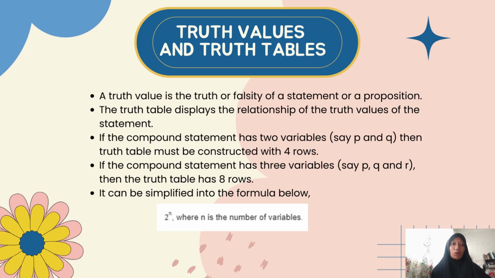A truth value is the truth or falsity of a statement or proposition. The truth table displays the relationship of the truth values of the statement. If the compound statement has two variables, let's say P and Q, then the truth table must be constructed with 4 rows. If the compound statement has 3 variables, let's say P, Q, and R, then the truth table has 8 rows. It can be simplified into the formula below, which is 2 to the power of n, where n is the number of variables.